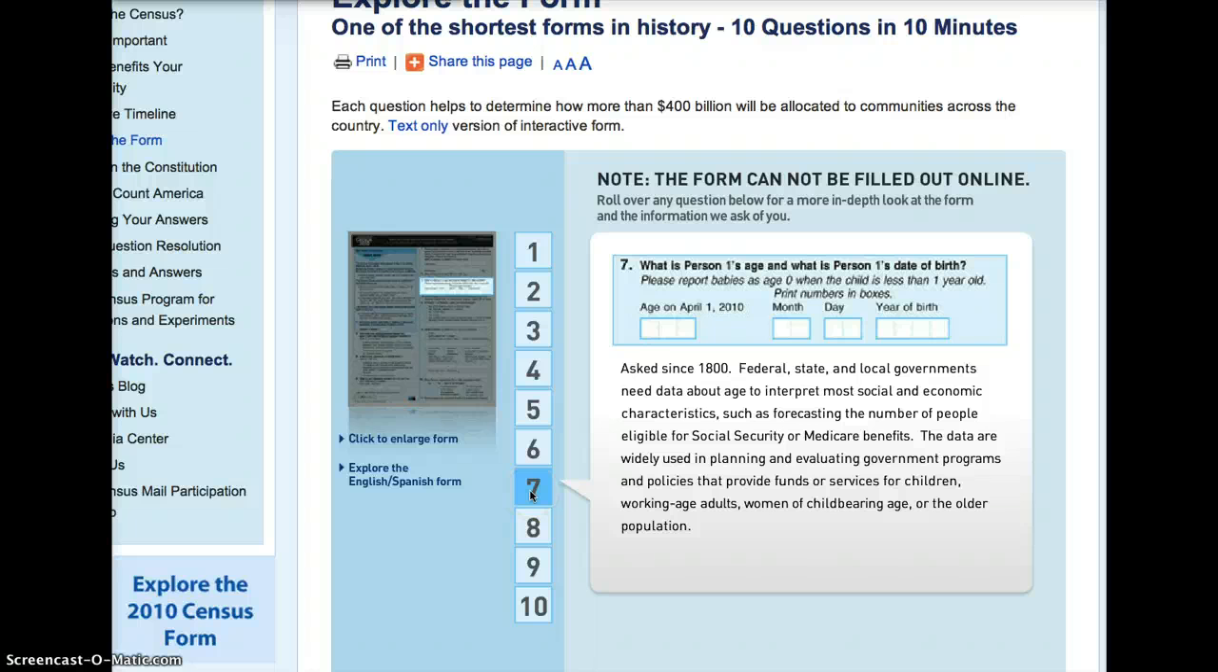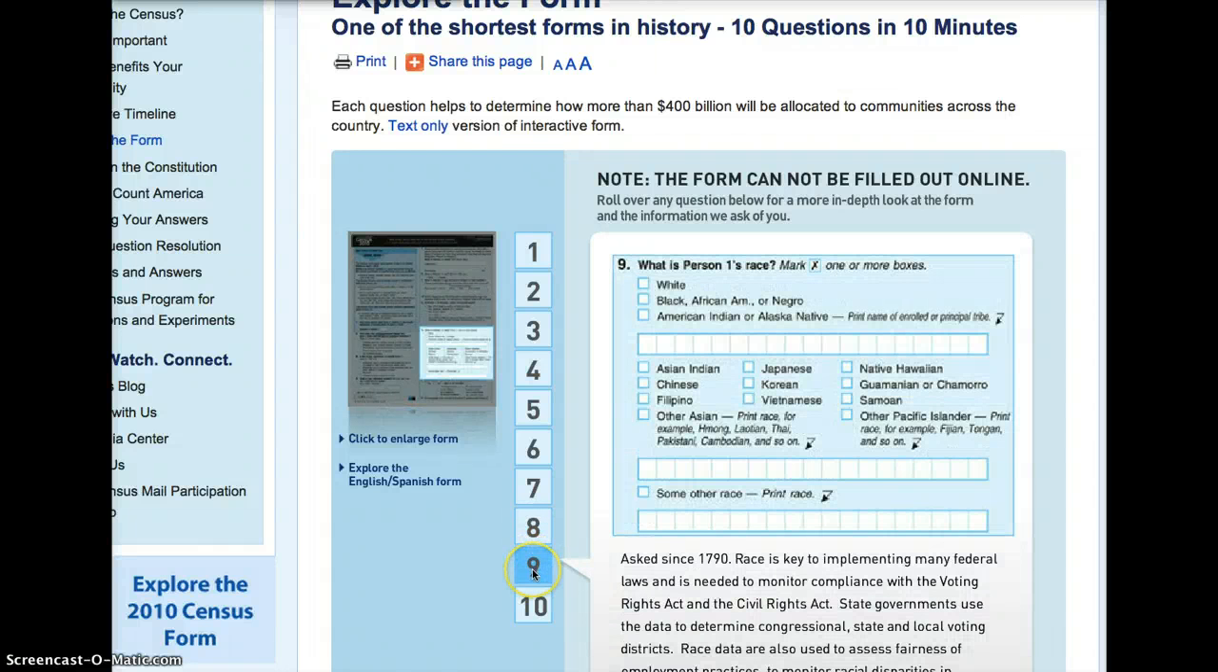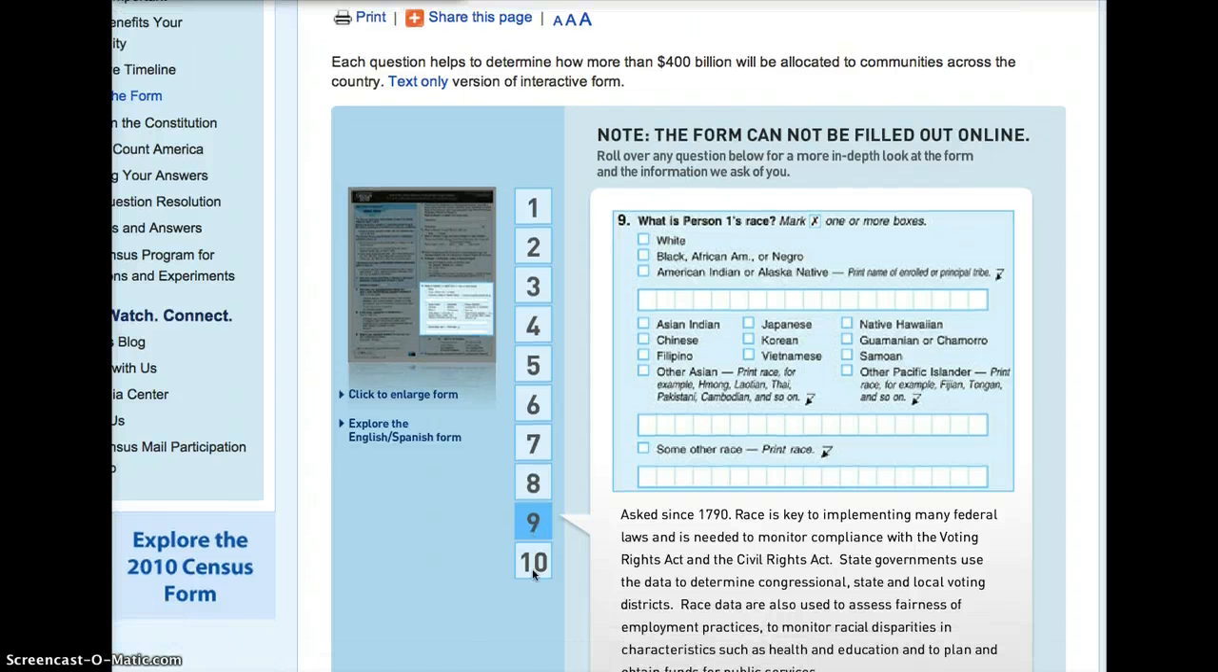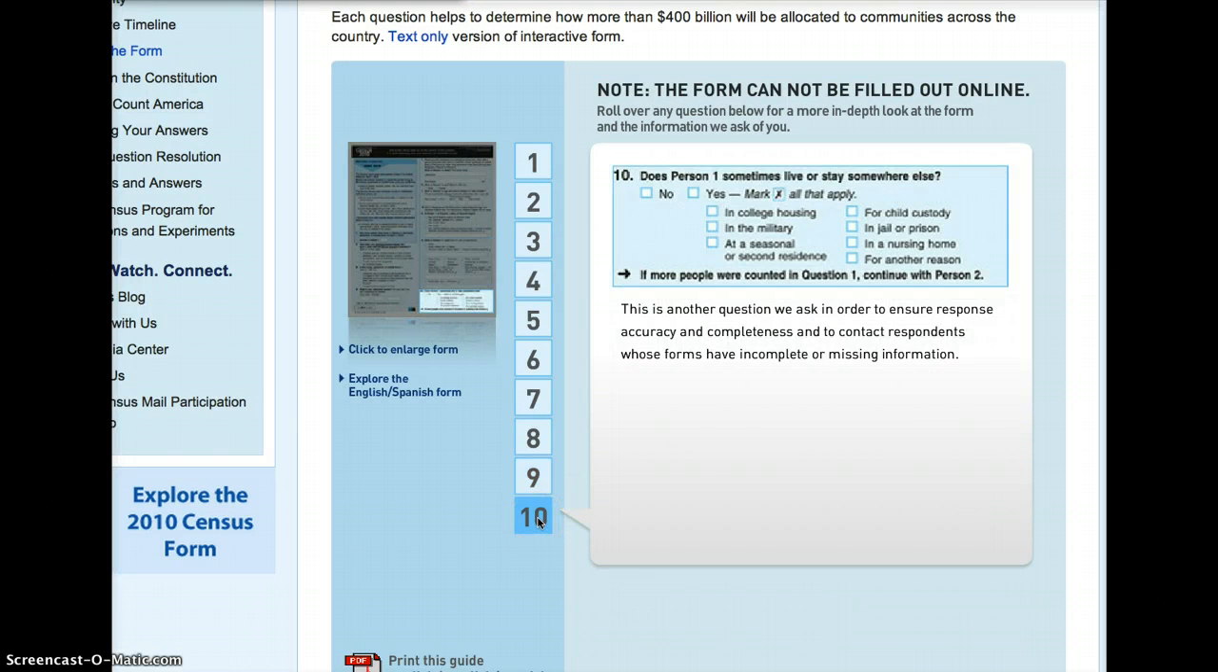Question number 7 deals with your age. Again, looking at providing funds or services. And then they look at race and ethnicity, Hispanic, Latino, or Spanish origin. And it says this goes into monitoring compliance with the anti-discrimination provisions like the Voting Rights Act and the Civil Rights Act, and offering bilingual programs, and then filling out the forms for other people who are in your home and other races that are represented.